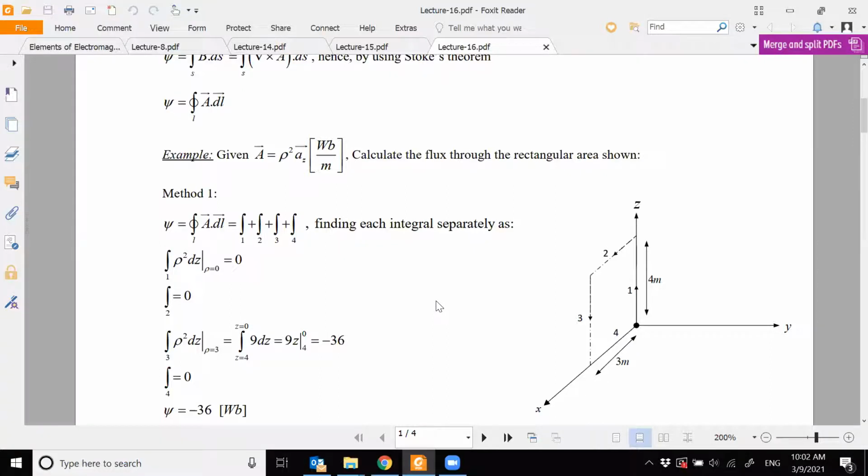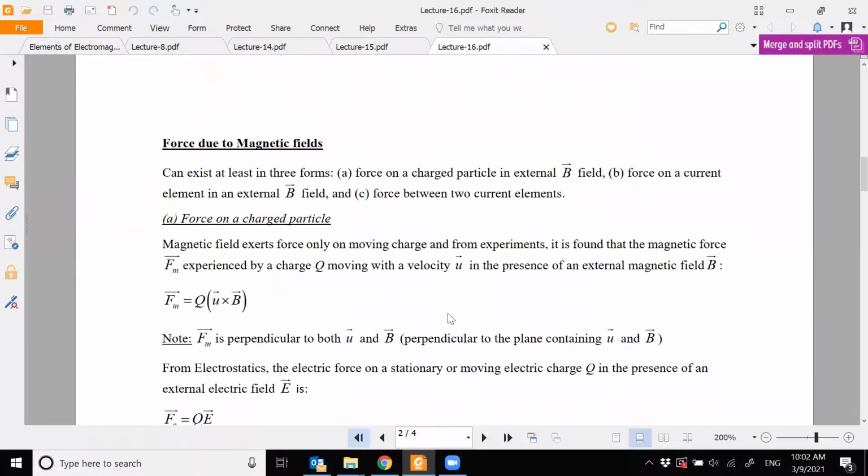Usually, what people do is they try to find the magnetic vector potential near the antenna, and what will be the magnetic vector potential at the far field. They can easily do it using magnetic vector potential, and then from there they can find the magnetic field. We will look at this application in the antennas part. And then we looked at the magnetic force.